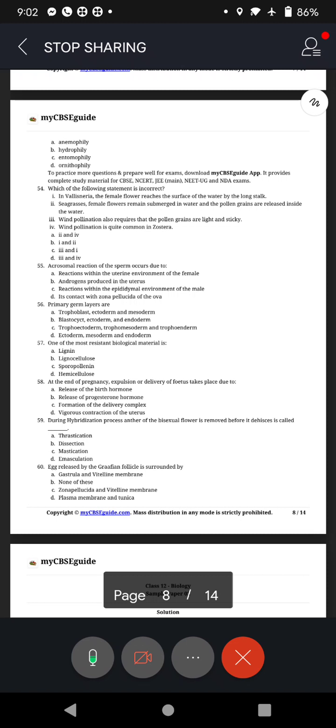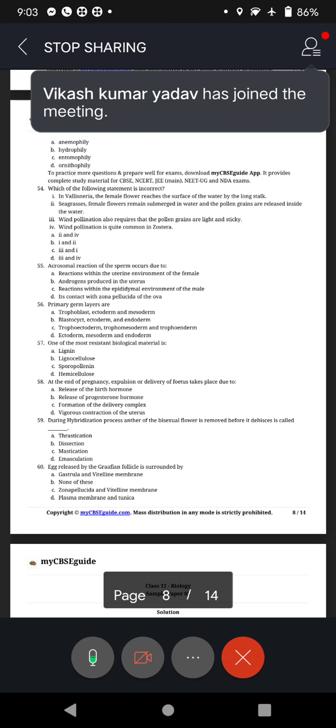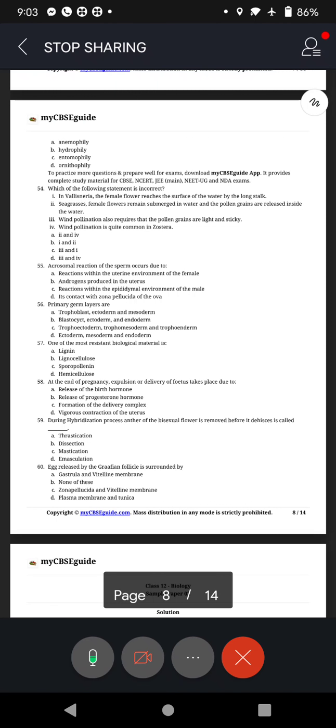Last question, that is C. Answer is C. Zona pellucida and vitelline membrane. So, one of the two ovaries releases one egg by the Graafian follicle. The egg which is released will be surrounded by two layers called zona pellucida and vitelline membrane as protective layers. So, now check the scores.